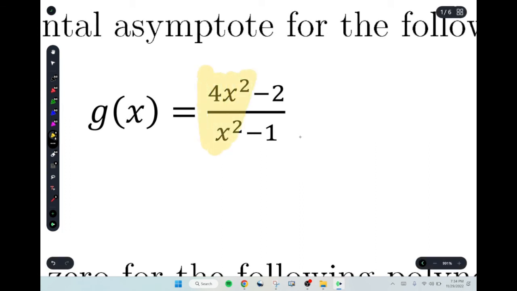Horizontal asymptote. Look at the leading terms. They're the same, which means you use 4 over 1. So y equals 4 over 1.